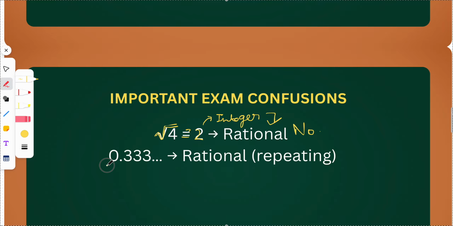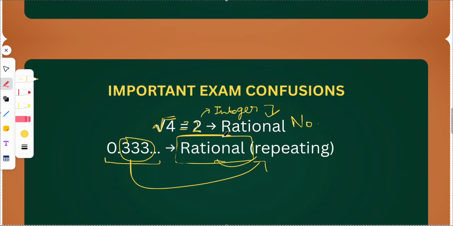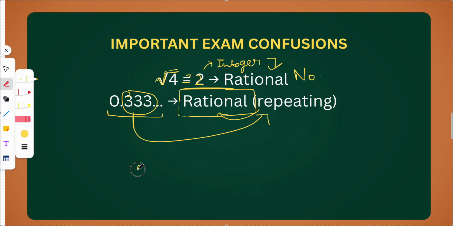Similarly, take the example of 0.333. Students see 0.3333 and take only the first property, that the number is non-terminating, but they never see the second property, that the number is also repeating itself. 3 is repeating itself multiple times, and I have told you in the decimal property of rational numbers that if a number is getting repeated multiple times, it is not an irrational number, it is a rational number. Got it?